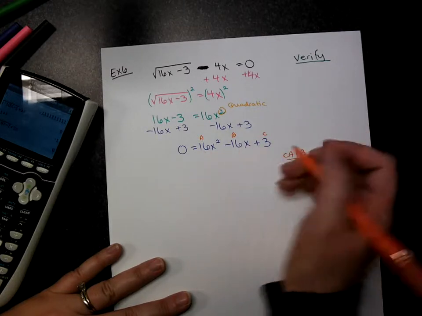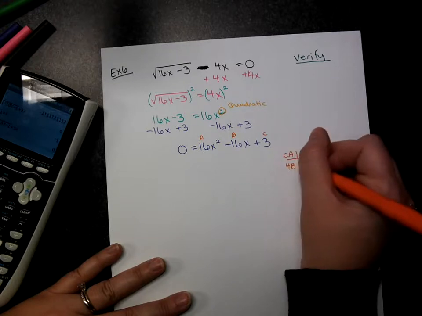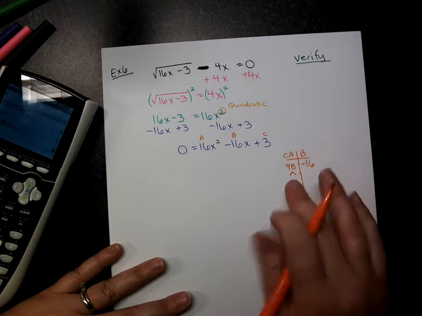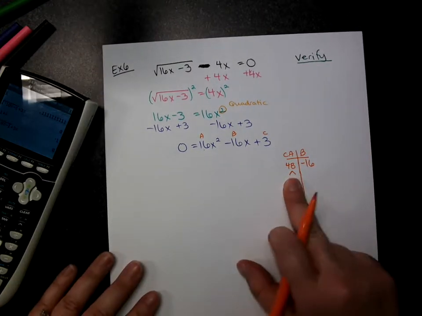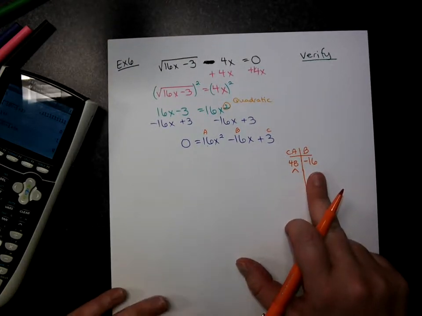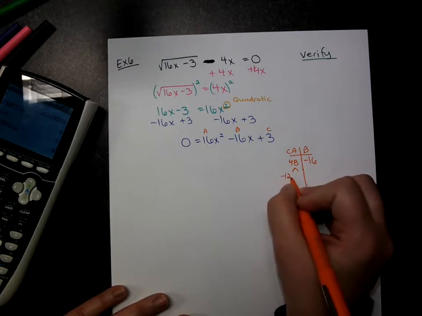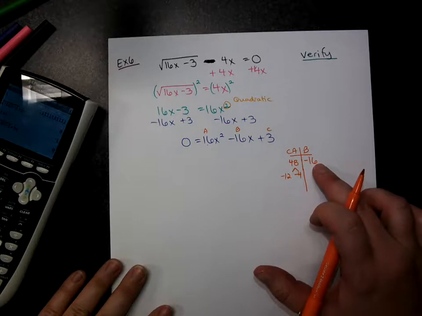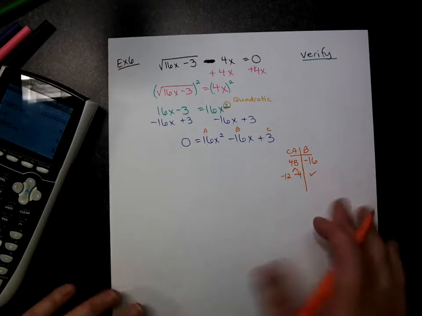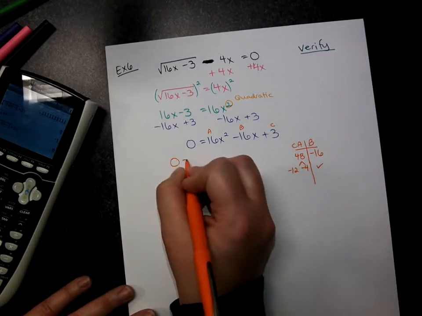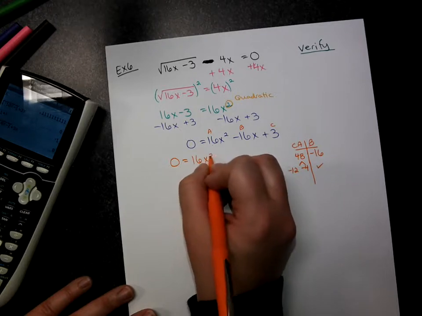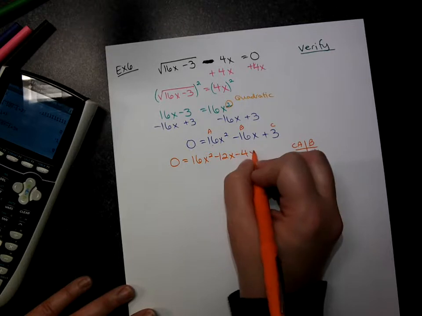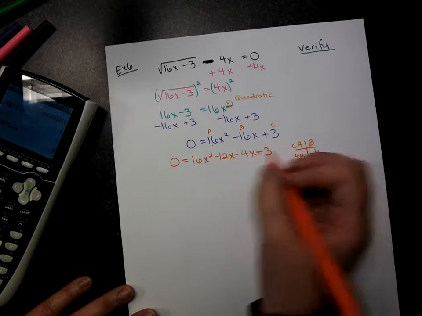So 16 times 3 is 48. B is negative 16. So I need two numbers that multiply to 48 and add to negative 16. Those two numbers would be negative 12 and negative 4. The two negatives will cancel out, but they'll still add to negative 16. So that's 0 equals 16x squared minus 12x minus 4x plus 3.